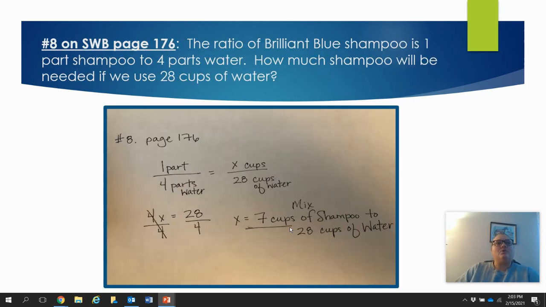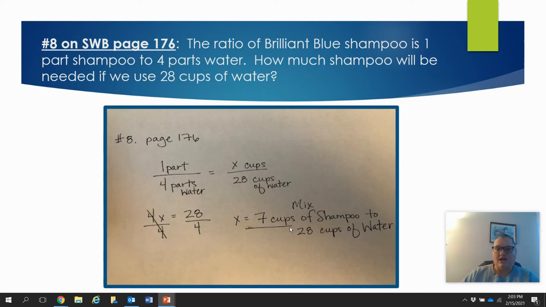All right, our next one is number 8, and that is on page 176 in your student workbook. The ratio of Brilliant Blue shampoo is 1 part shampoo to 4 parts water. How much shampoo will be needed if we use 28 cups of water?